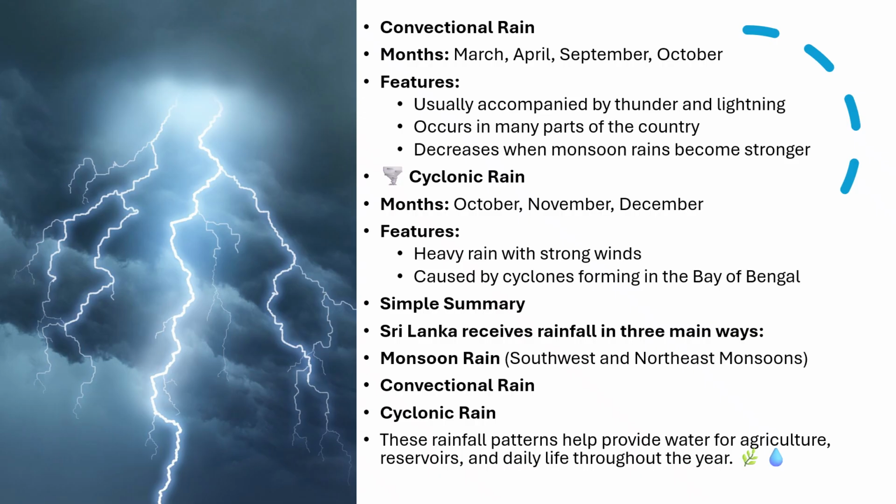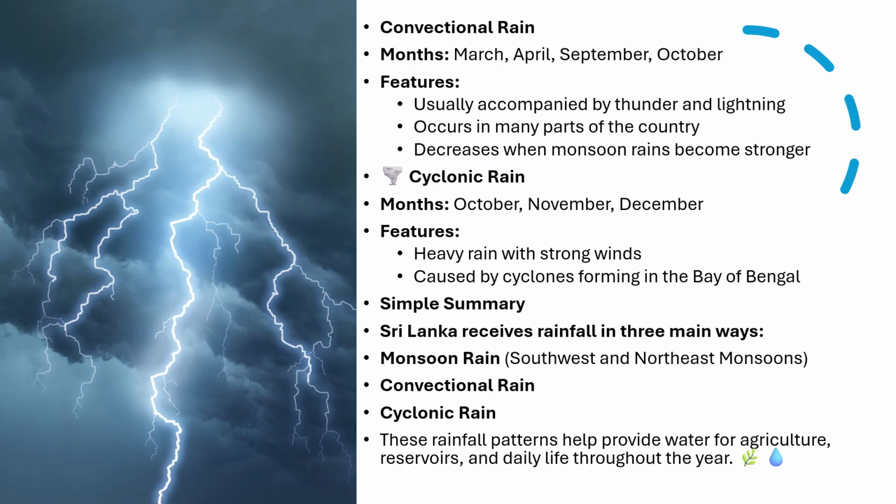Convectional rain, months March, April, September, October, is usually accompanied by thunder and lightning, occurs in many parts of the country, and decreases when the monsoon rains become stronger. Cyclonic rain, months October, November, December, features heavy rain with strong winds caused by cyclones forming in the Bay of Bengal. And here's the simple summary of all this rain.